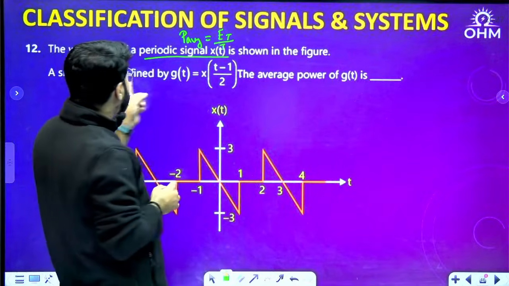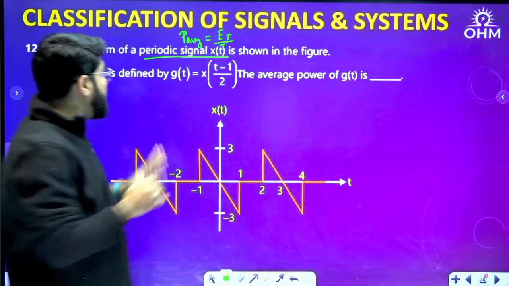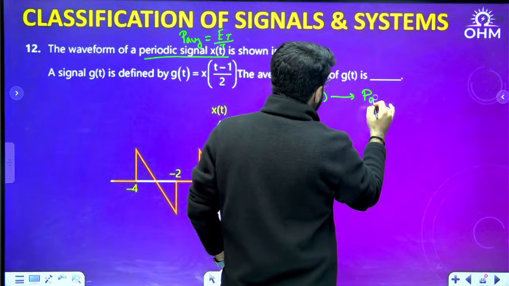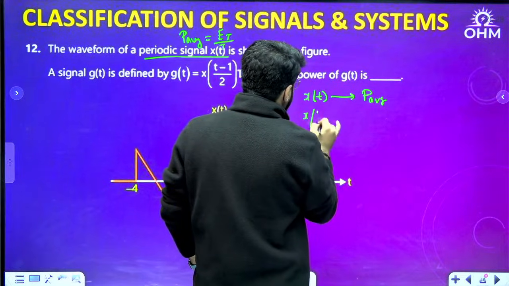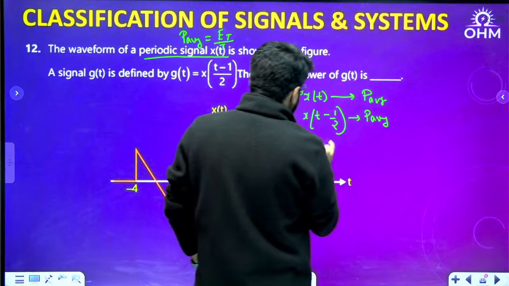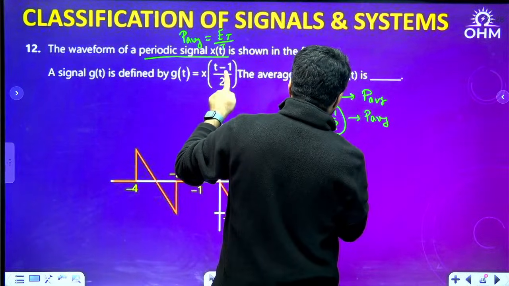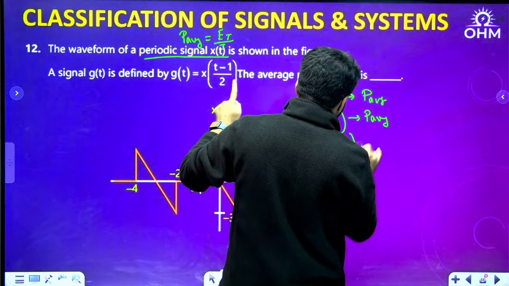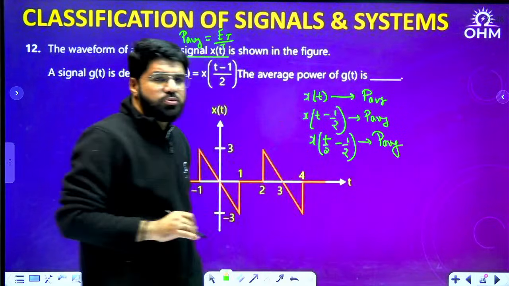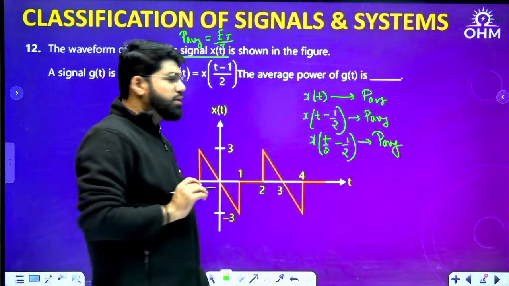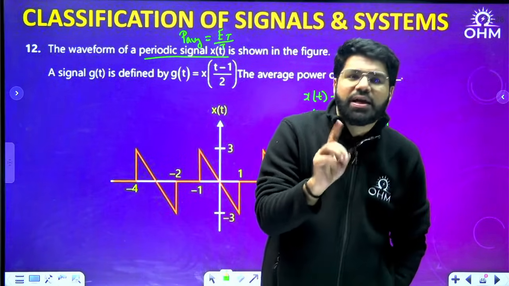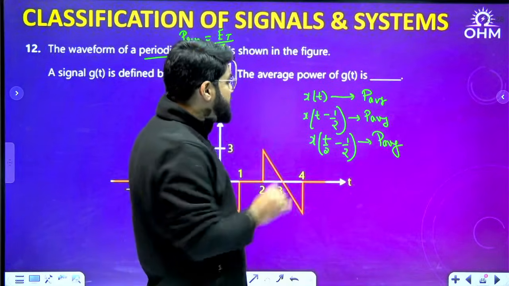But now the signal Gt is given by x of t minus 1 divided by 2. Let me give you a reminder: if xt has the power P average, what is the power of xt minus half? Time shifting doesn't affect the power. Then x of t minus 1 by 2, I am breaking it like this, t by 2 minus 1 by 2. What is the power here? That is also P average, because time scaling affects the energy of an energy signal, but as I told you, time scaling doesn't affect the power of a power signal. So it is P average.